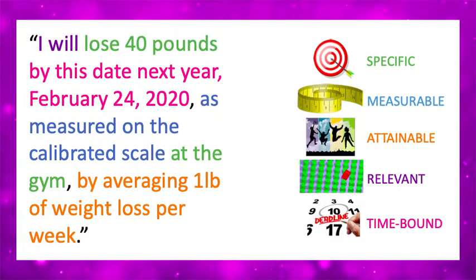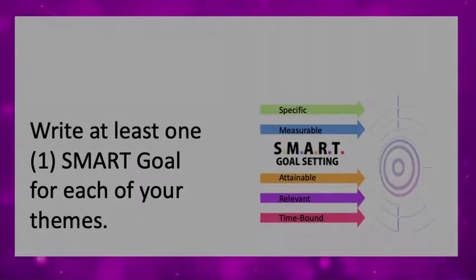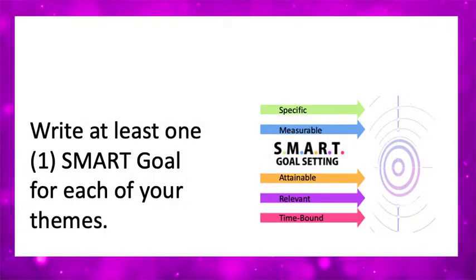Did you successfully match the 5 SMART goal characteristics to the example? Well done! Now that you know what a SMART goal is and how to write one, write at least one for each of your themes. Your goals will be used to select images for your vision board. For additional guidance on SMART goals, check out the resources linked below this video.